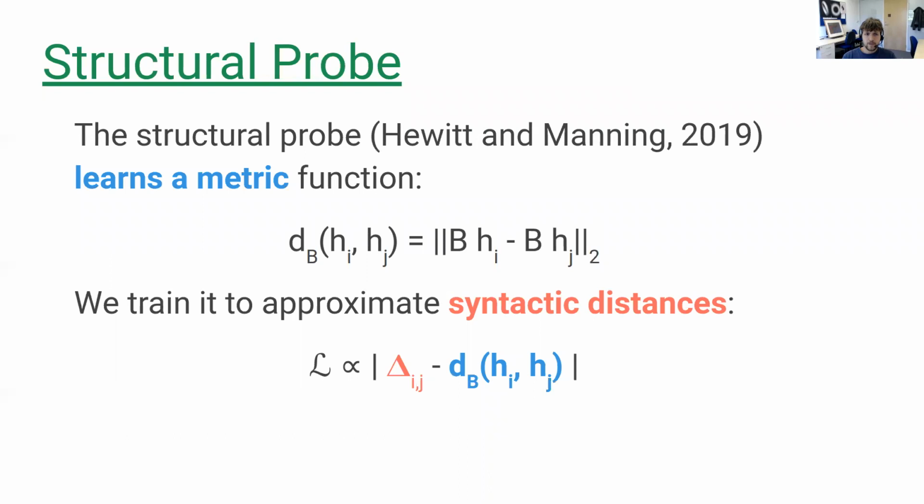So one of the most famous probes out there is the structural probe, proposed by Hewitt and Manning in 2019. And this probe learns a metric function between two embeddings. So they use a linear transformation of each embedding, and they train this probe to approximate syntactic tree distances. And by doing this, they can analyze how much these syntactic distances are encoded in the representations themselves from BERT.